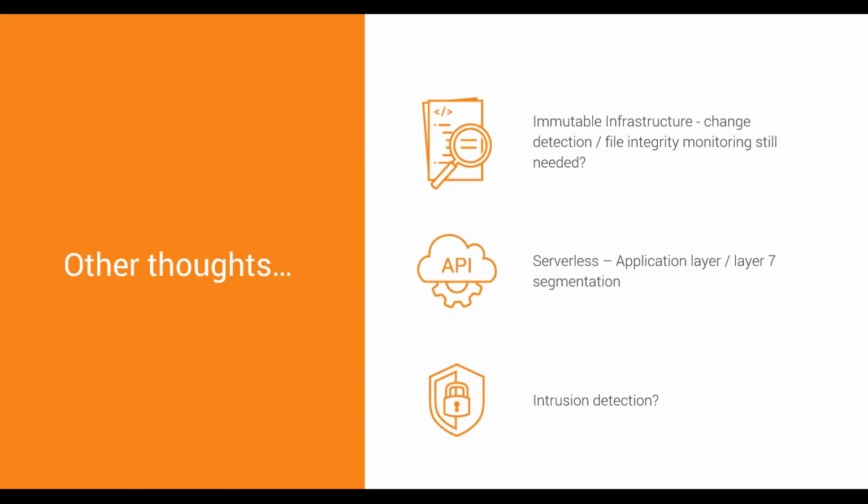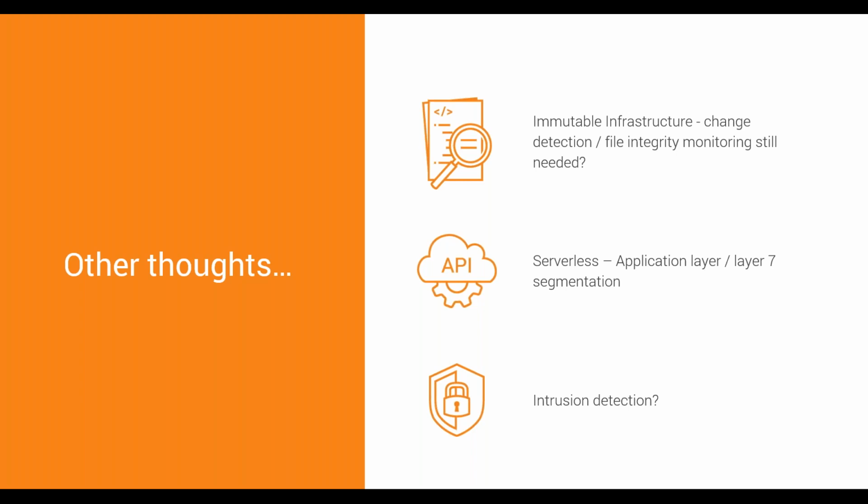And last but not least here, just some thoughts out there. I was already talking about the immutable infrastructure, and some PCI requirements require change detection, file integrity monitoring. Do you still need that? If you can prove to your QSA that your production environment is immutable and there's no way to change anything in there, what would be sufficient to show that you fulfill the change detection requirement? Or if you go fully serverless and basically only have the application layer in scope, how can we do segmentation on that?